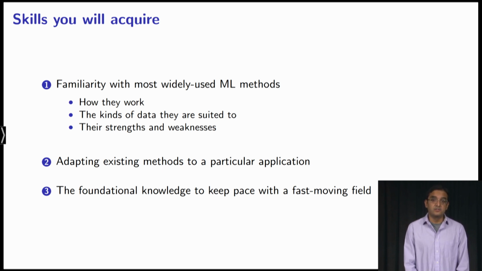The second skill that you'll get from this course is the ability to take existing methods and adapt them for a particular application. Sometimes it's okay to just use an off-the-shelf method, but very often this gives a level of performance that is not quite what you were hoping for. And in order to get to the next level, what you need is to do something customized, to either build upon an existing method and modify it in some way, or perhaps to transform the data. What are effective ways of doing this?